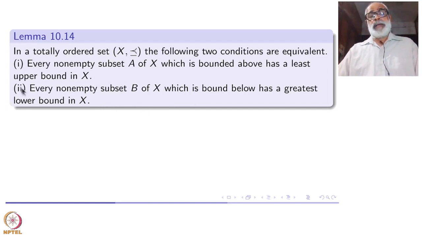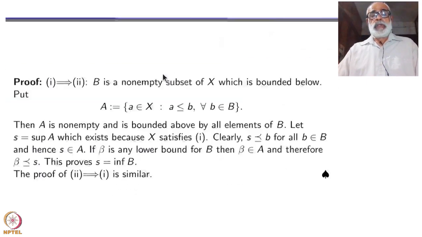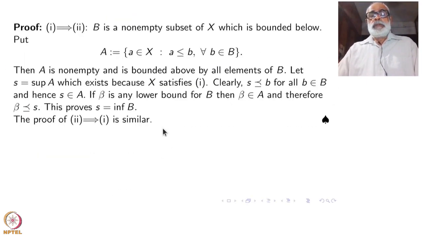So let us prove one implies two. The proof of two implies one is just the other way around. You just have to reverse the inequalities and so on, right? They are similar. So if you prove one implies two, you are done. Start with a non-empty subset B of X which is bounded below. Look at all the elements A inside X such that A is less than or equal to B for every B inside B, which just means all the lower bounds.